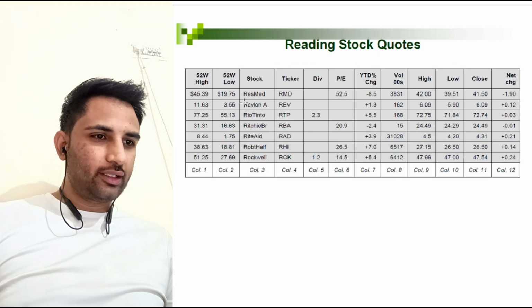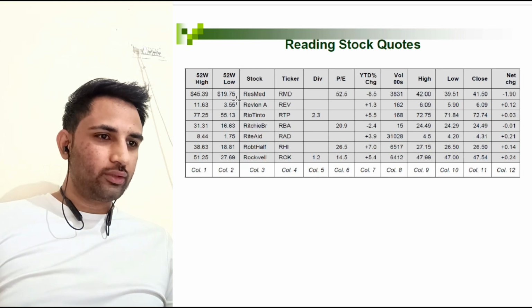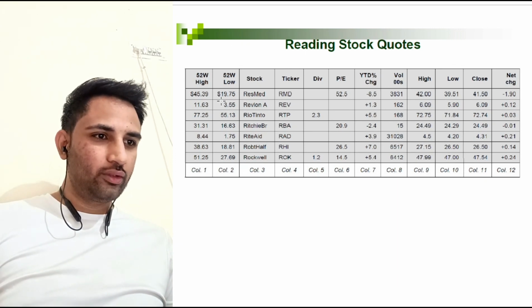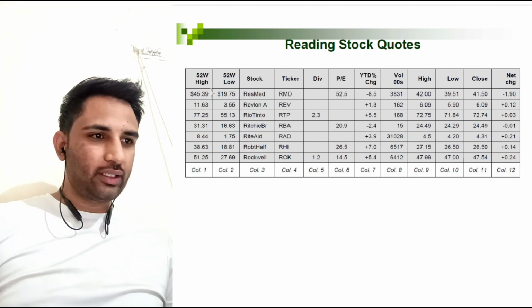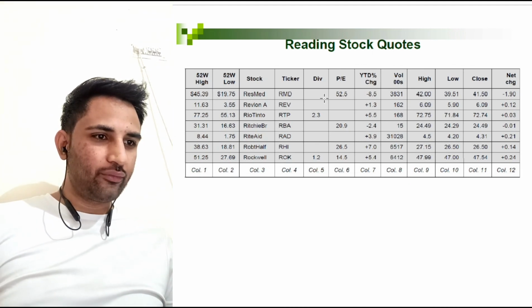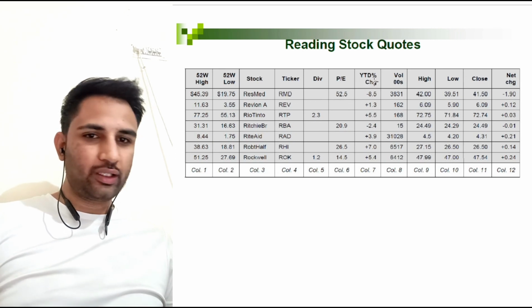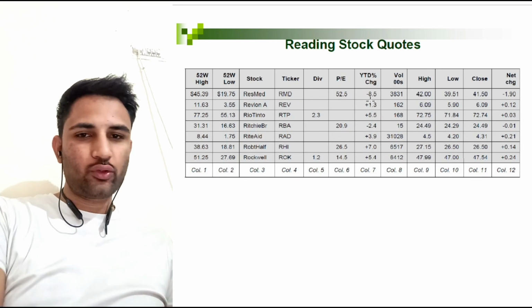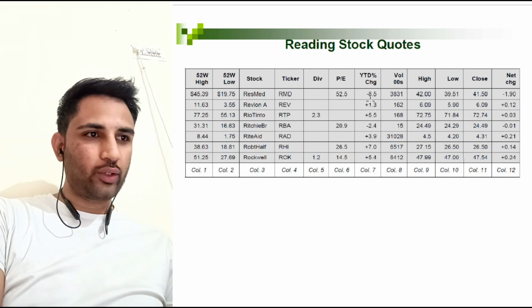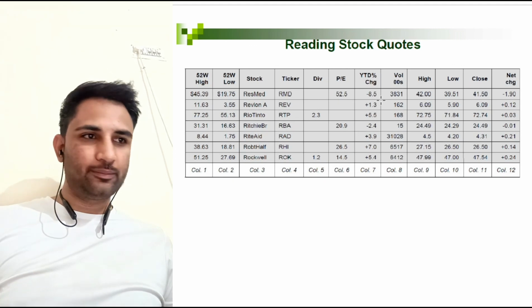So this is how you can read the stock chart. Let's say this is column 1 and 2, the 52 week high and low. Then it is the company name and type of stock. Then the fourth one is the ticker symbol. The ticker symbol is a unique alphabetic name which identifies the stock. When looking for stock quotes online, you search for a company by the ticker symbol. So whenever you want to search for a particular stock, you have to use the ticker symbol.